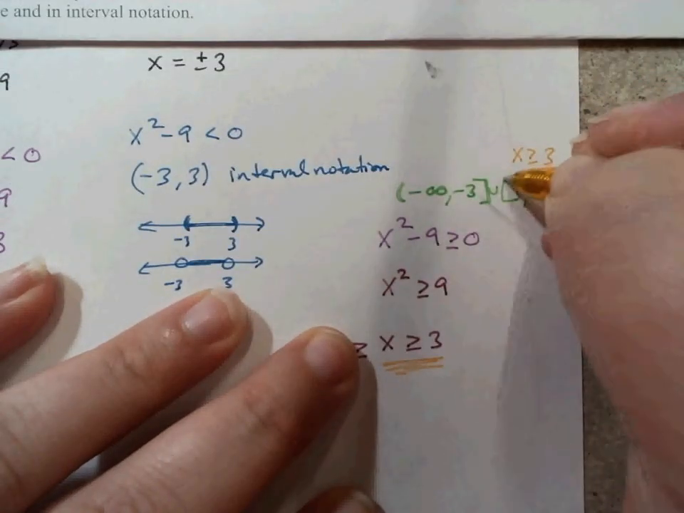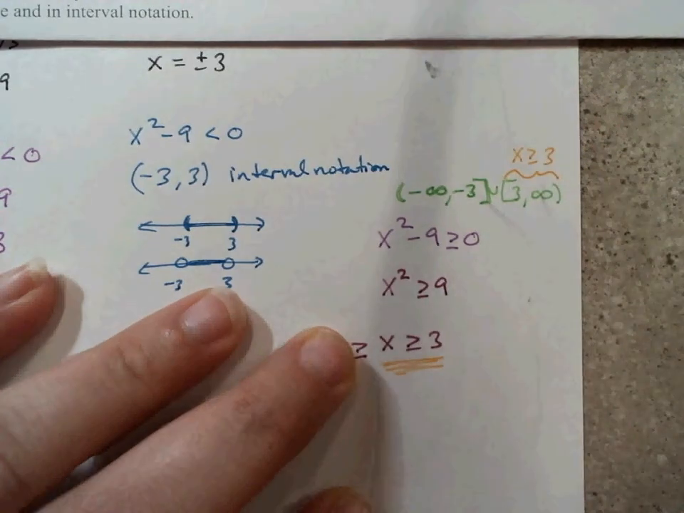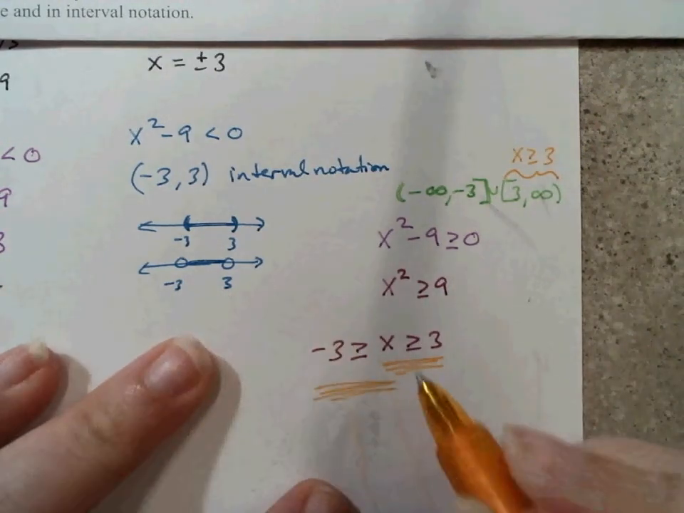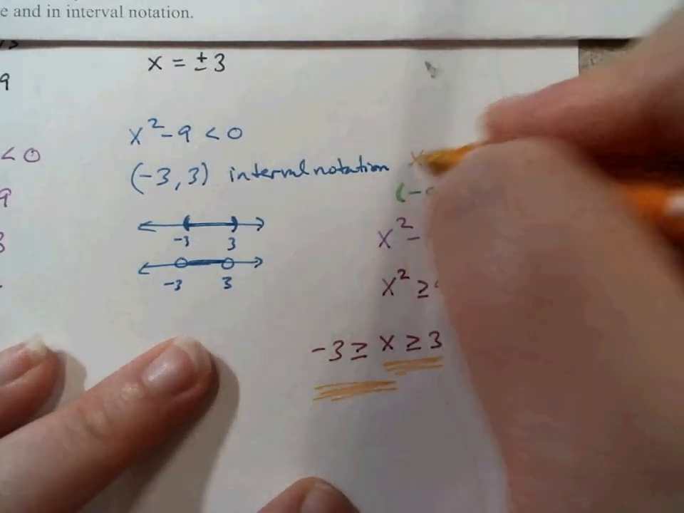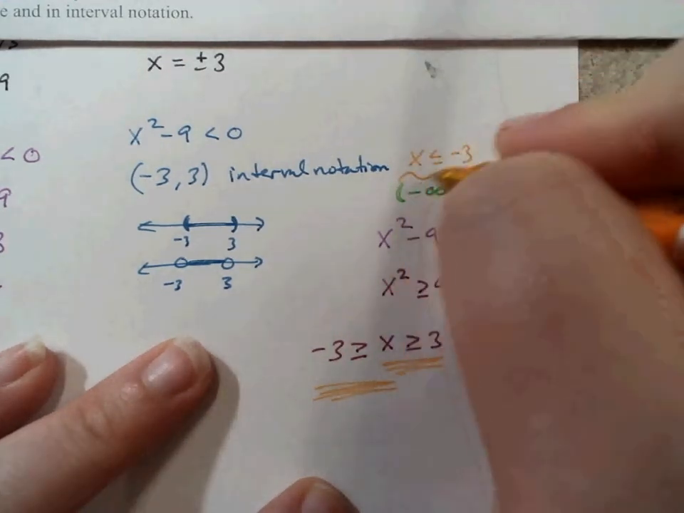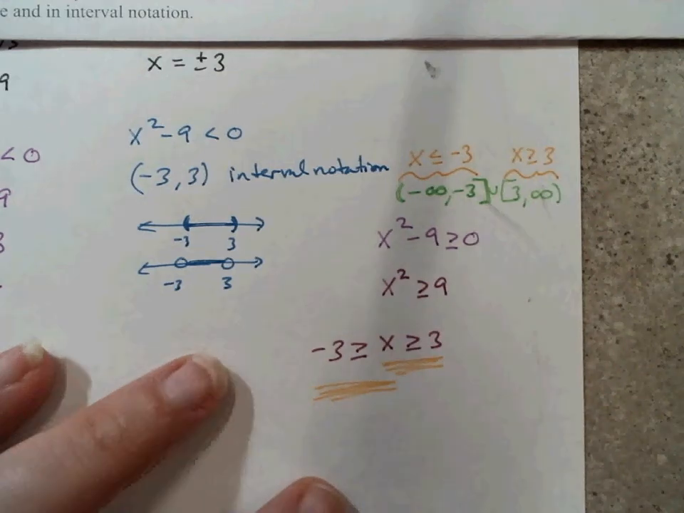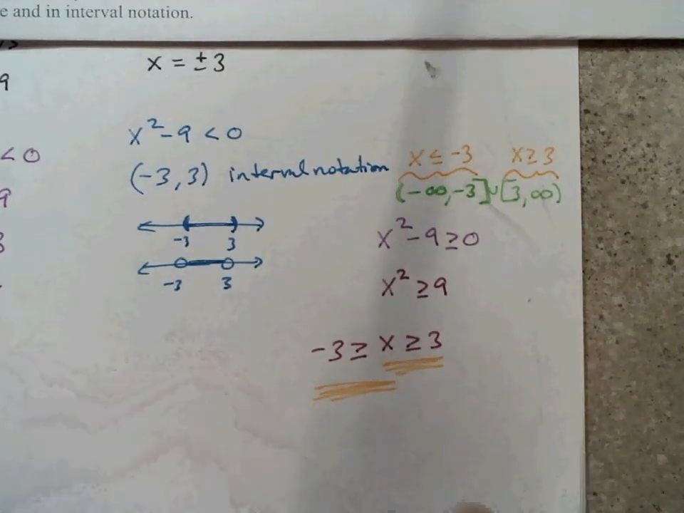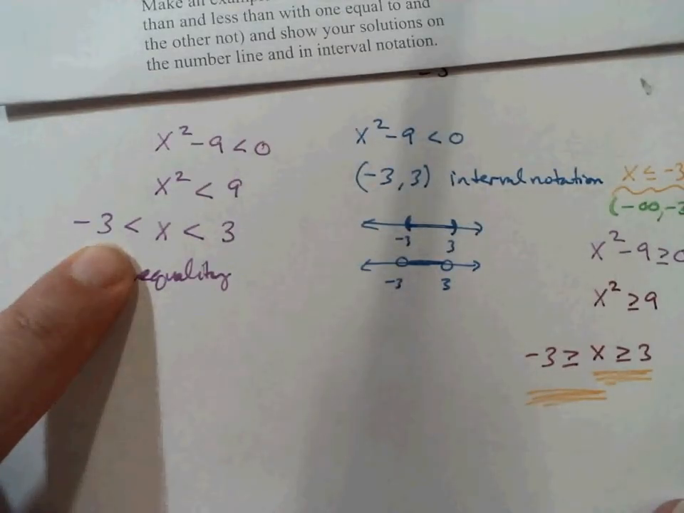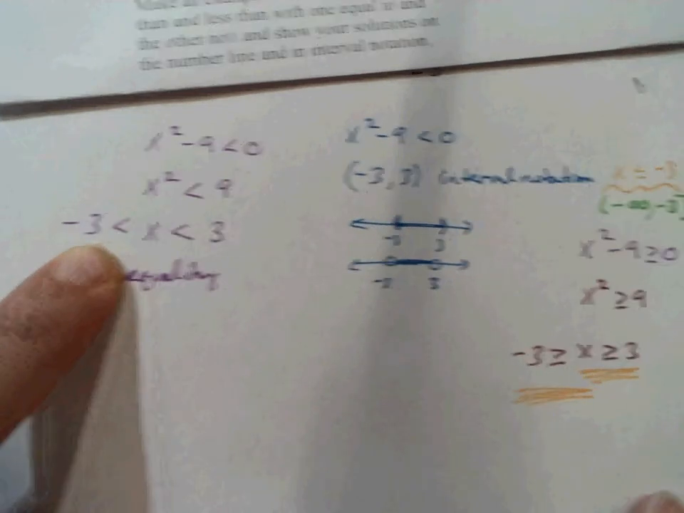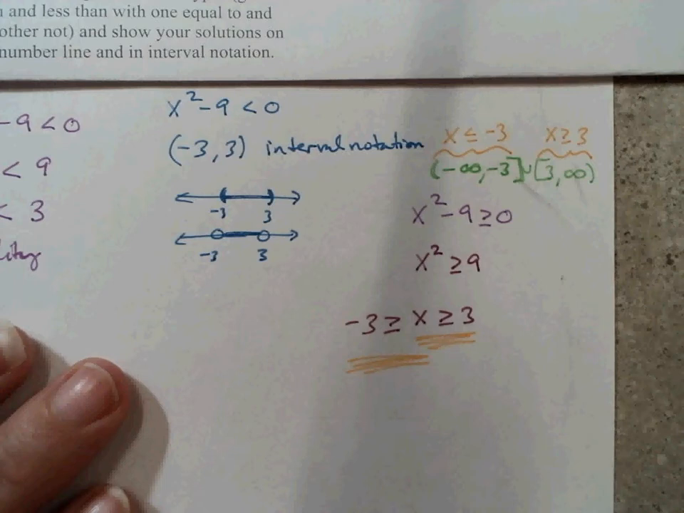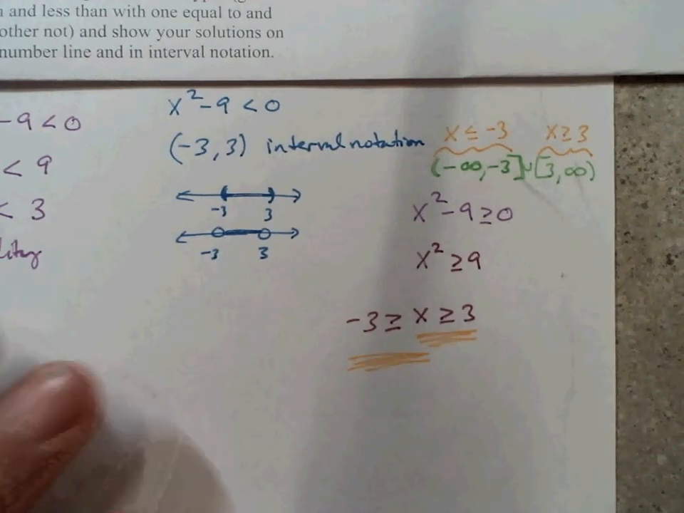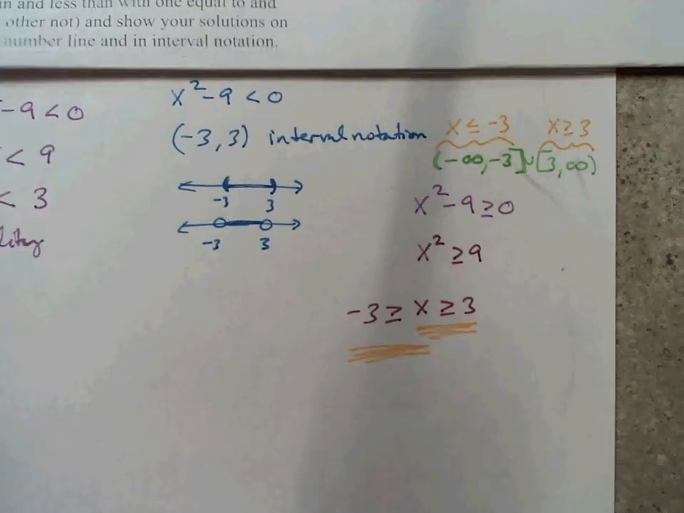X is greater than or equal to 3, and that's this piece. And then read it from the x. What does this piece say? Good. X is less than or equal to negative 3, and that's this piece. Okay? So I always tell my students, if it makes sense as a statement, then it's between the two. If it doesn't make sense, then it's the exterior, because they don't include each other. It's one or the other.